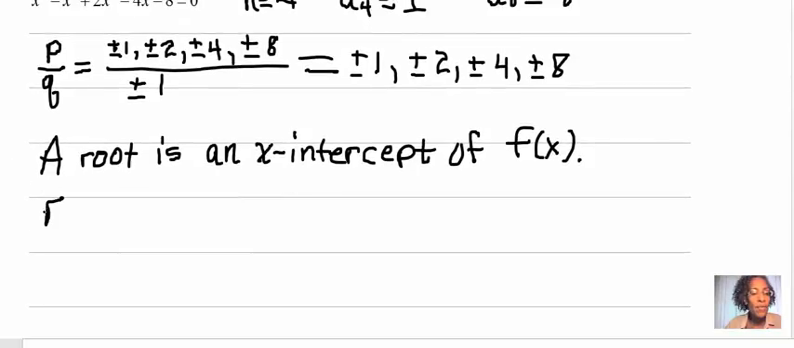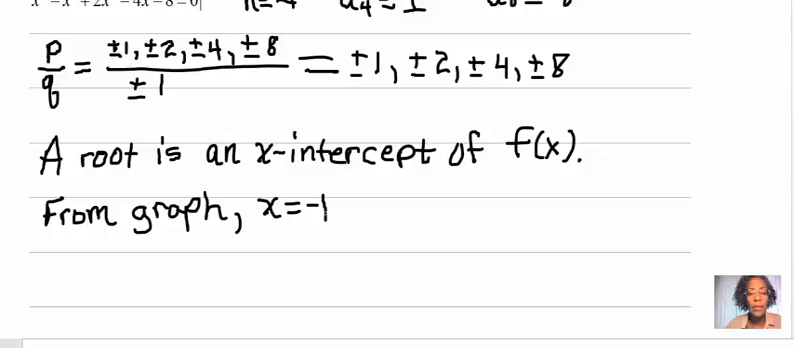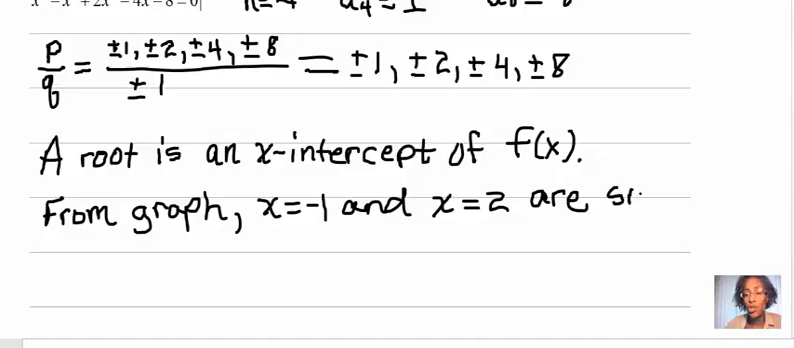So from our graph, we see that x equal -1 and x equal to 2 are actually solutions to the equation. They're roots of the function, but solutions to the equation. So I'll just abbreviate solutions. All right, so let's test those out and see if that's true.